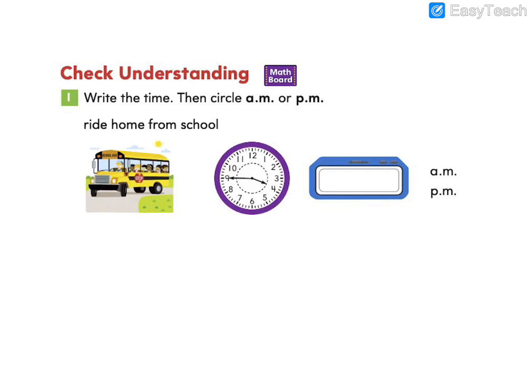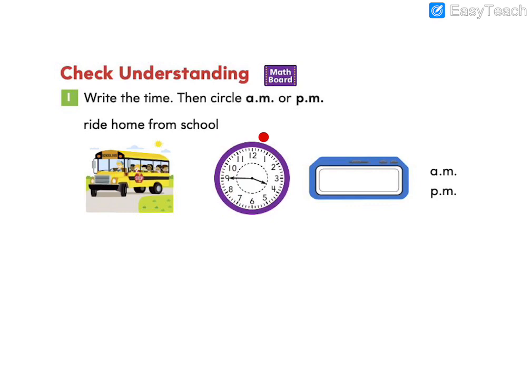Right, and let's take a look at our check for understanding. You're going to look at the clock and write the time. Then you'll circle AM or PM. The picture shows us that this is the ride home from school. Go ahead and solve. Pause the video if you need any more time to solve.